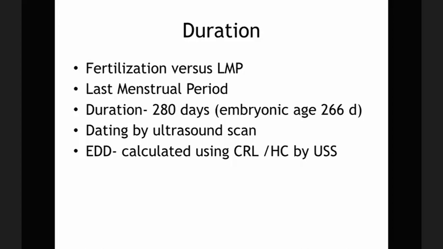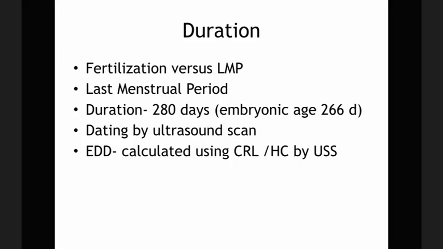Okay, so you have to always ask from the mother when you take a history. If the crown rump length given expected date differs from her LMP given EDD by more than 4 days, then you take the crown rump length, because that is the most accurate date.